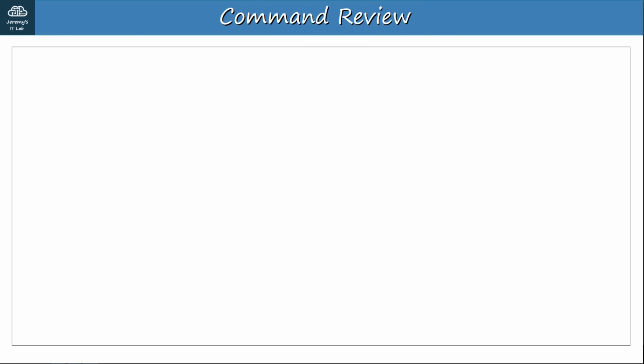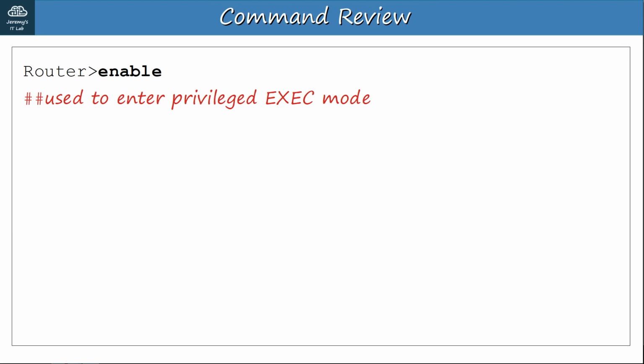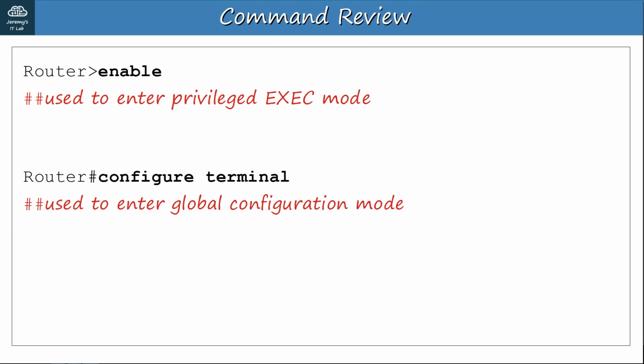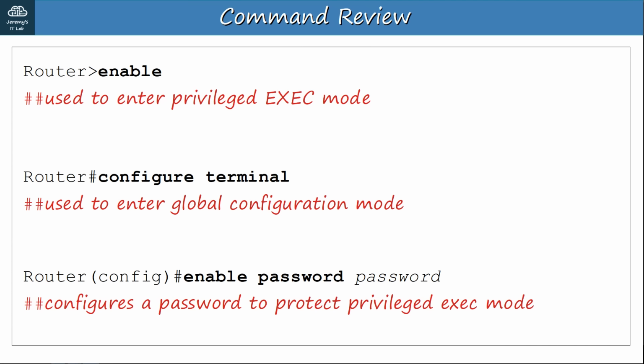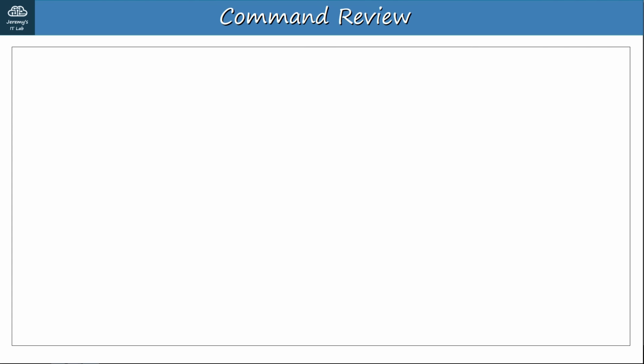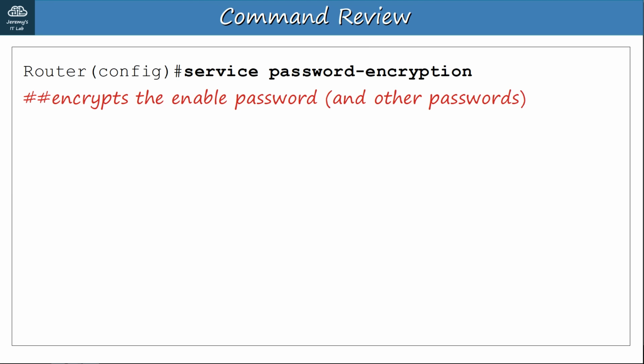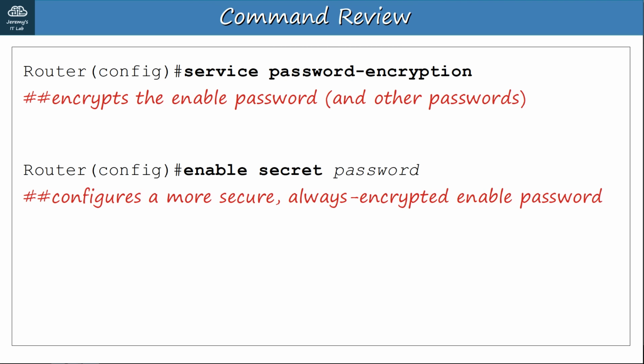Now let's review some commands. The first is enable, which is used to enter privileged exec mode. Next is configure terminal, which is used to enter global configuration mode. Next is enable password, which configures a password to protect privileged exec mode. The next command is service password encryption, which encrypts the enable password, as well as other passwords, which we can configure on the device. Enable secret, which configures a more secure enable password, which is always encrypted.